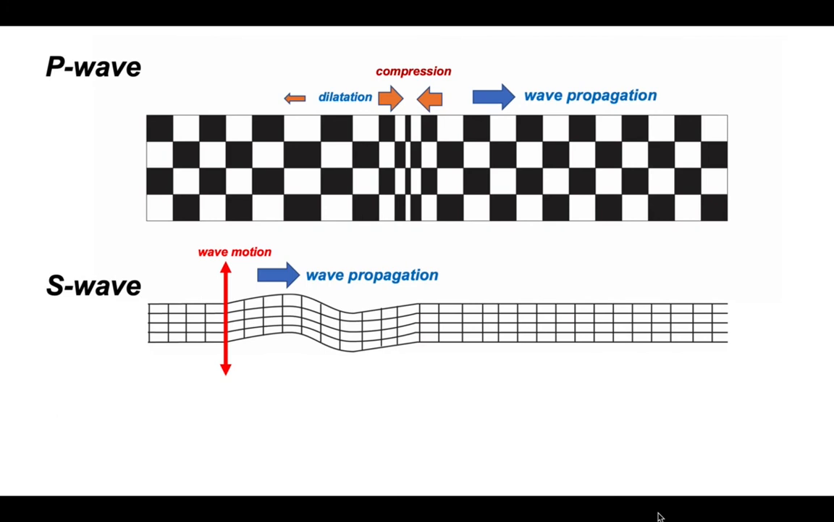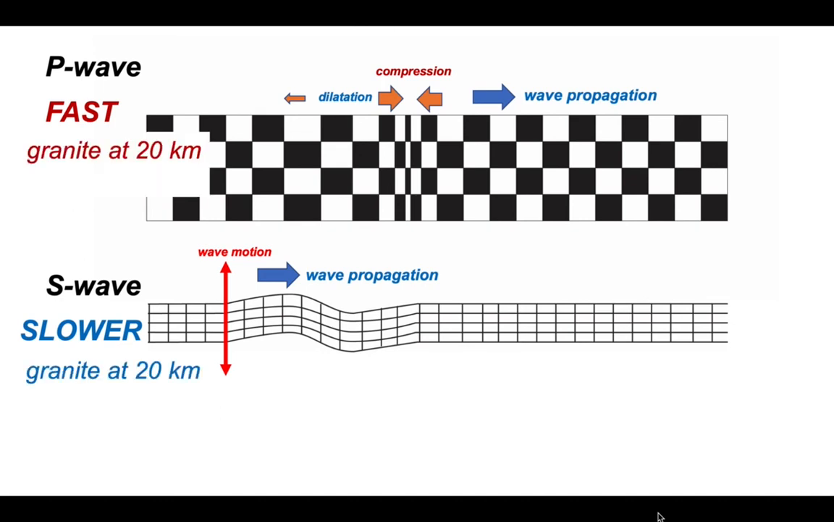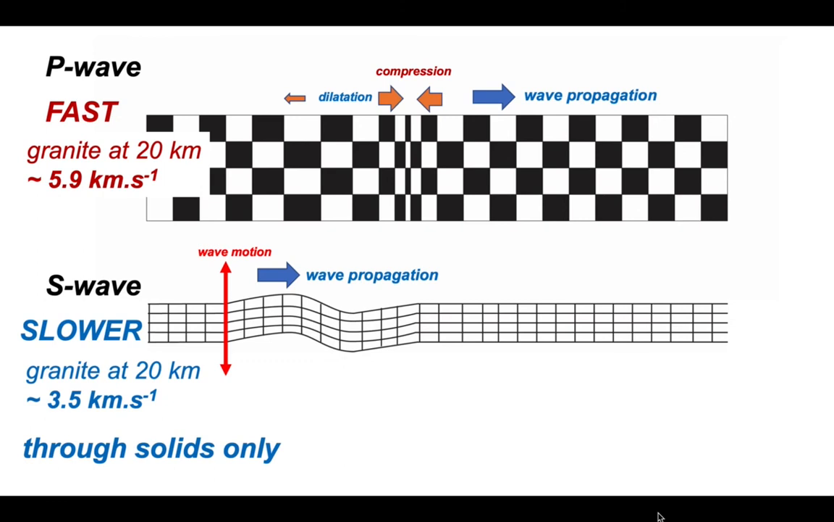So, these have different properties. P waves propagate faster than shear waves. And we can illustrate this with data from granite at 20 kilometers down. Well, granites propagate P waves at almost 6 kilometers per second, whereas shear waves move through granite at 3.5 kilometers per second or so. So shear waves are significantly slower than P waves. The other really key part about shear waves is that they're not propagated through liquids, only through solids.